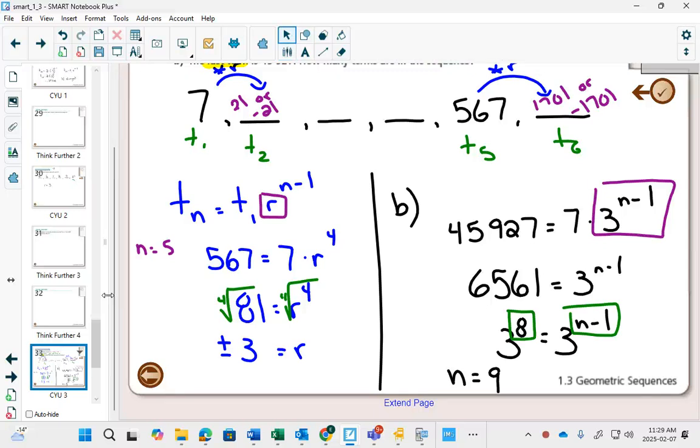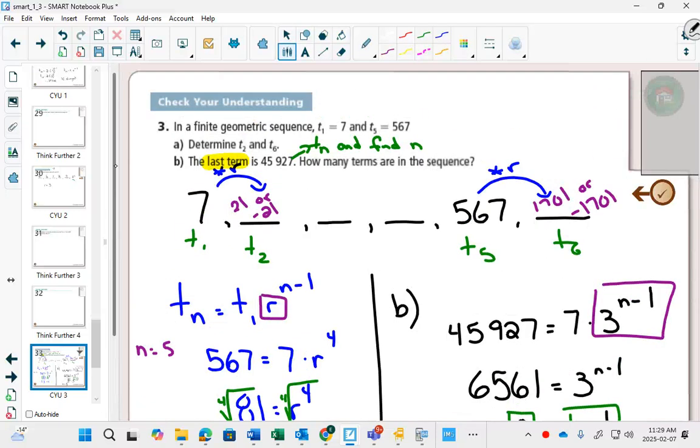Okay, so questions we can circle on this one are 8, 9, and 11.